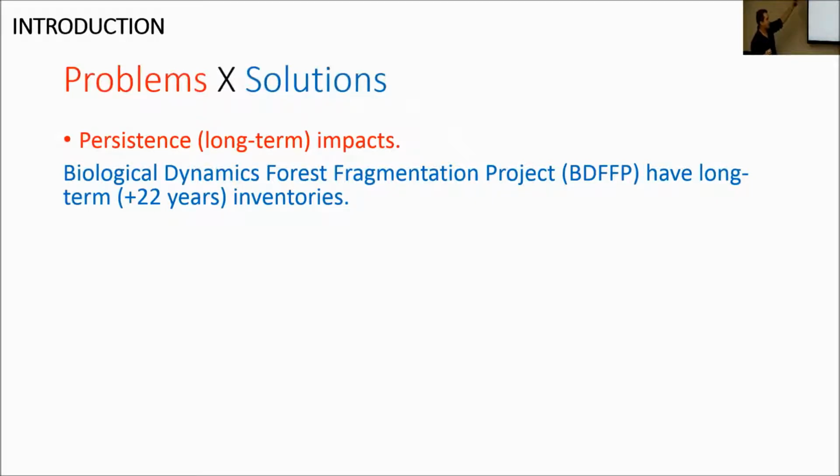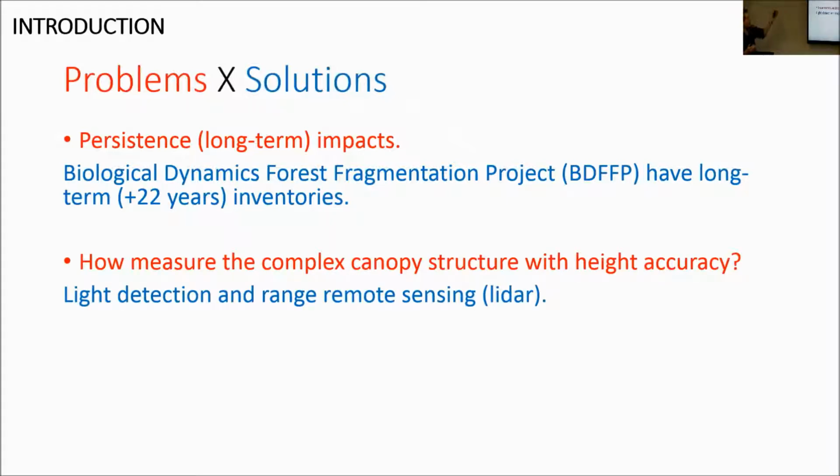To solve this problem, there's a project in Manaus, the Biological Dynamics of Forest Fragmentation Project. I think it's the largest and biggest study of tropical fragmentation. It started in the 80s and has now been running for 30 years. The data we will investigate was collected 22 years after the fragmentation, and we measured the structure with high accuracy.